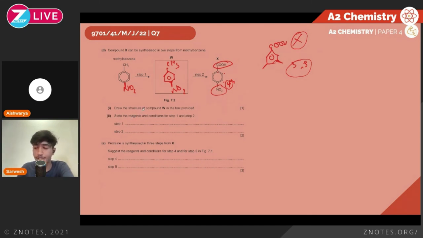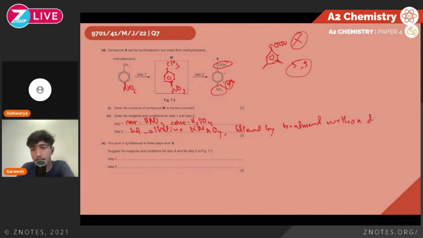So the nitrating mixture will be used. So concentrated HNO3, concentrated H2SO4, and for the side chain oxidation, we'll be using hot alkaline KMnO4 followed by treatment with dilute acid.